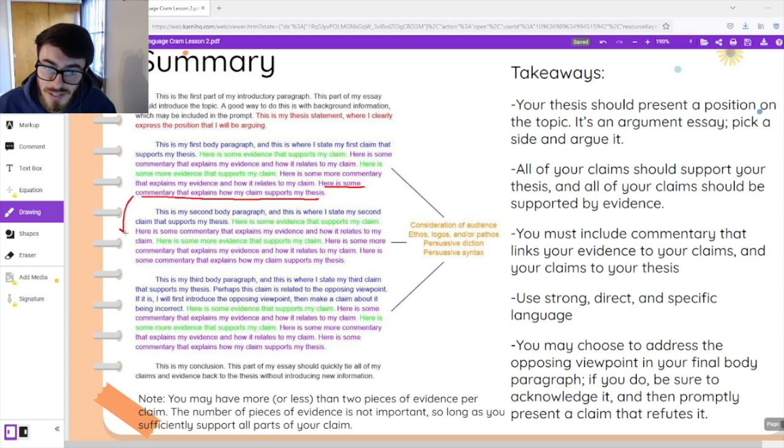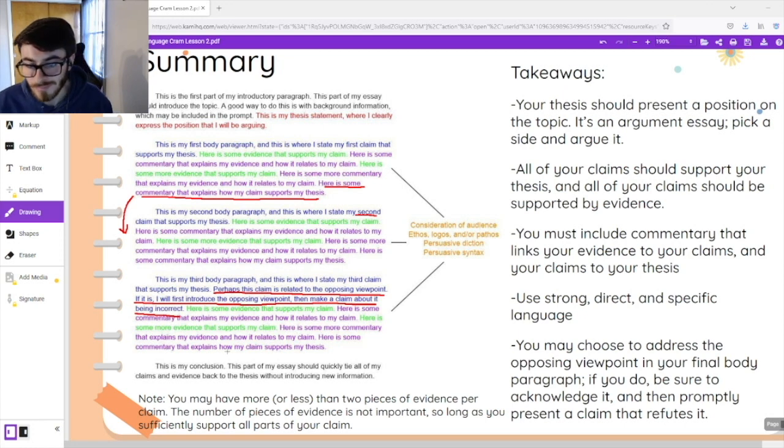And then the second paragraph's the same, right? Except that it's focused on the second claim instead of the first claim. Then the third paragraph may be the same as the first two, the third body paragraph, or perhaps this claim is related to the opposing viewpoint. If it is, I will first introduce the opposing viewpoint, then make a claim about it being incorrect.